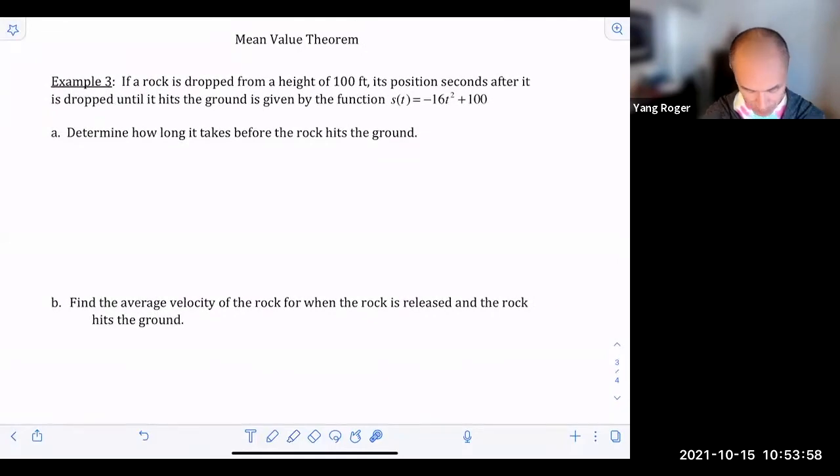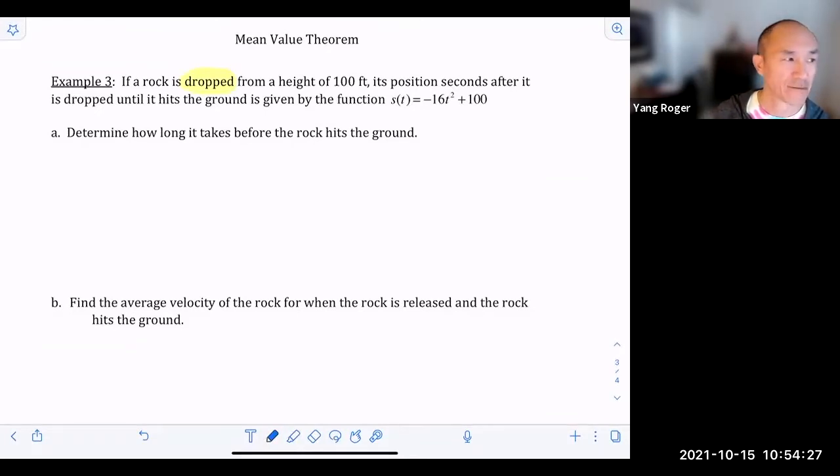It says, if a rock is dropped from a height of 100 feet, its position after it is dropped until it hits the ground is given by this function right here. The first thing I want to unpack is when I read this, it says if a rock is dropped. When I see this word dropped, I can deduce a couple of things from it.